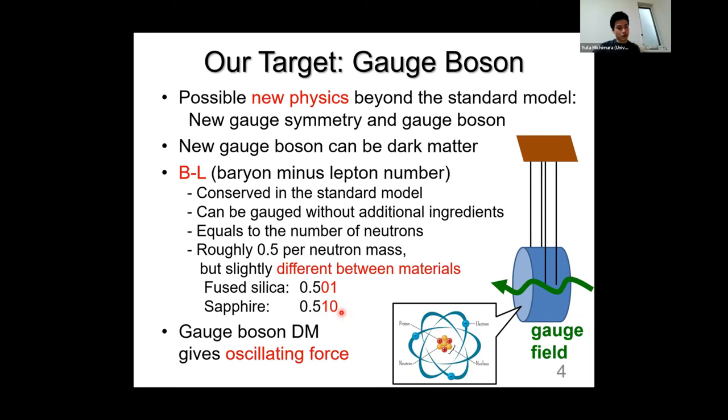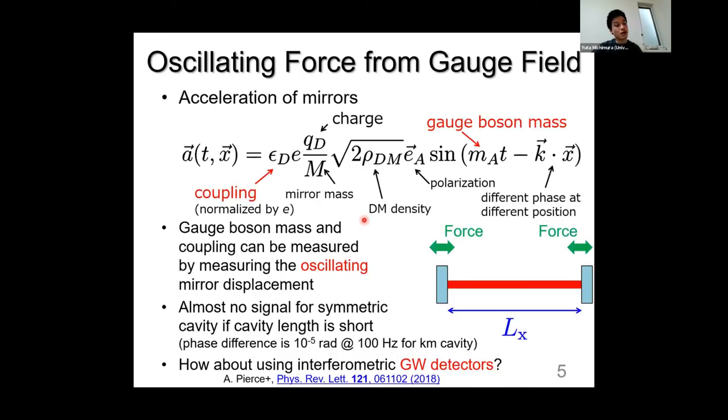Since our Earth is filled with the dark matter field, this gauge boson field, if you have a suspended mirror like this, you will get some oscillating force because the mirror has a charge. The acceleration of the mirrors caused by this oscillating force can be expressed as this formula. The amplitude of this acceleration is proportional to the coupling constant, the coupling constant of the associated force. And it's also proportional to the charge, the B minus L charge, which we consider here.